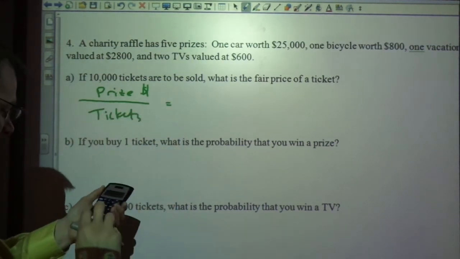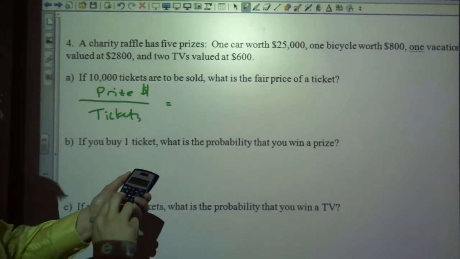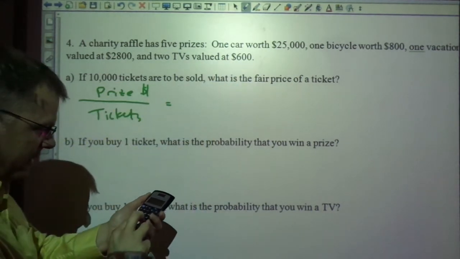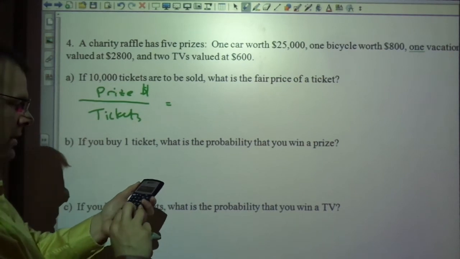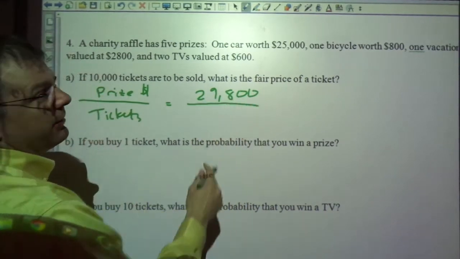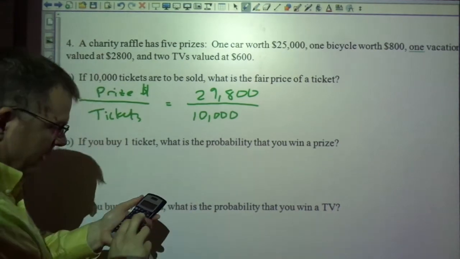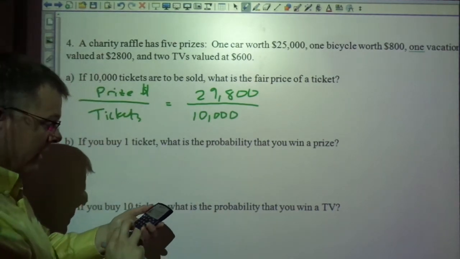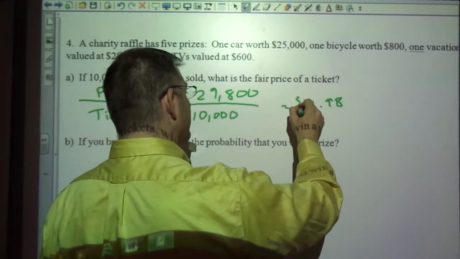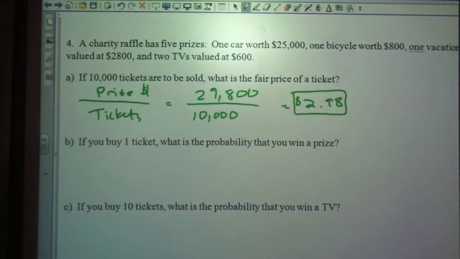So we've got 25,000, just going to add these up, plus 800, plus 2,800, plus there's 2 TVs at 600, so I'll go 600 and 600. Total is $29,800. So that's the total amount of money they're going to be giving away, and they're going to raffle this off over 10,000 tickets. So let's divide by 10,000, and I'm getting $2.98 per ticket is a fair price for the ticket, for total money divided by total tickets.